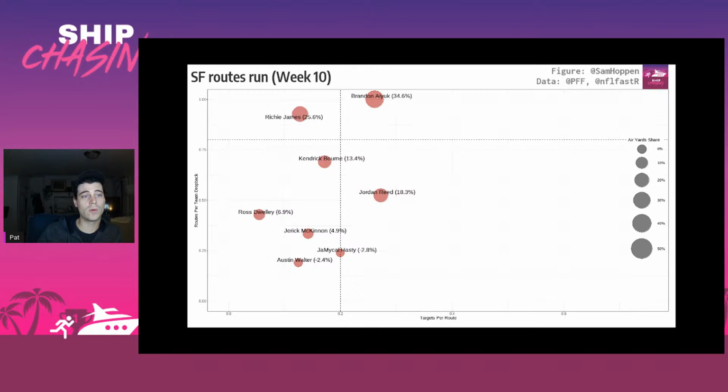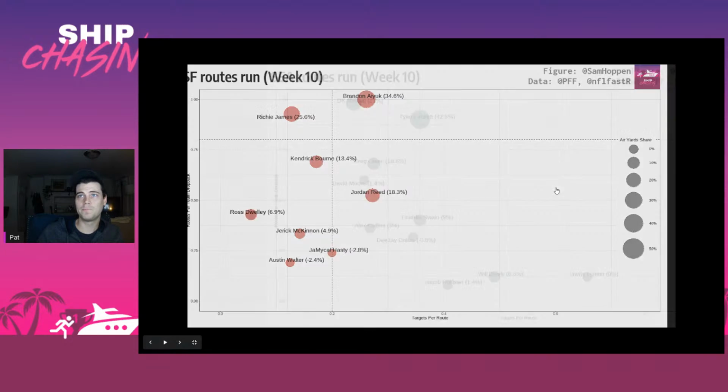Ross Dwelley saw his routes fall back. He ran a route on 43% of dropbacks, had a 6% target per route run. He's a blocking tight end, and I think he's likely to stop running so many routes now that Reed is starting to get back to full health.